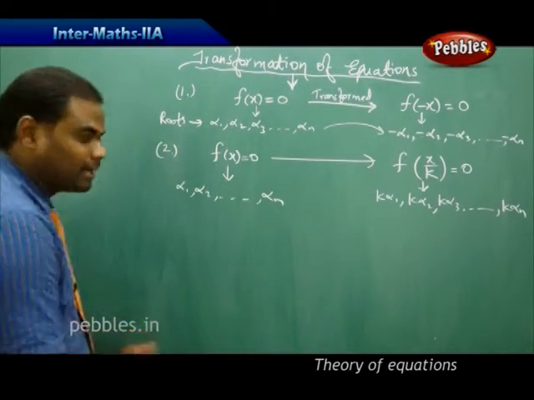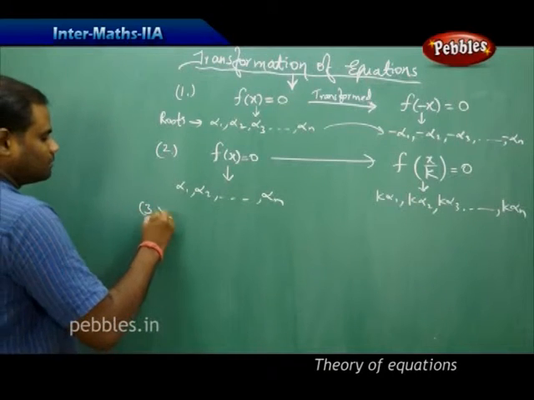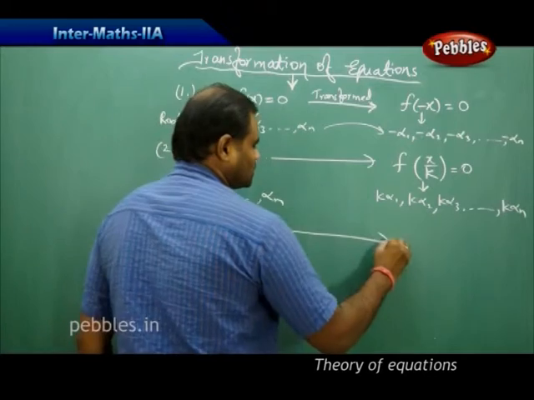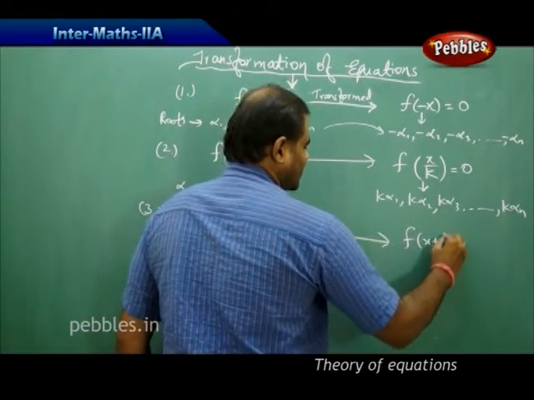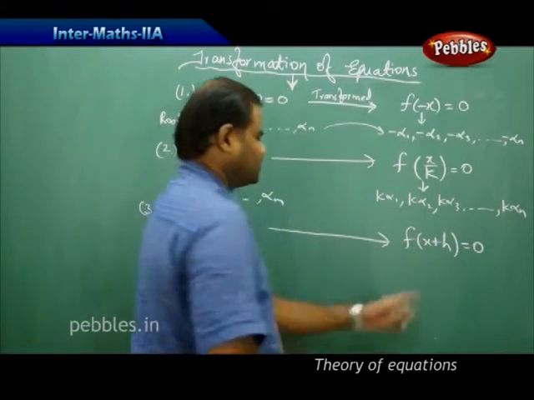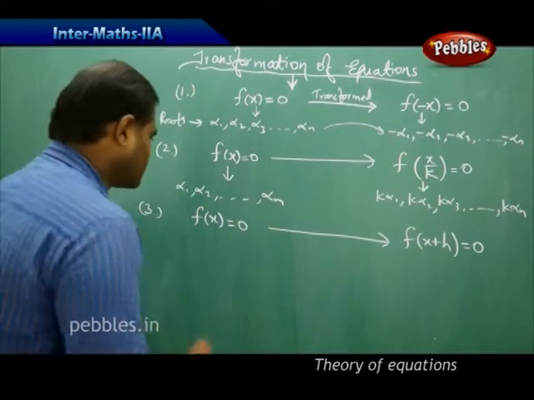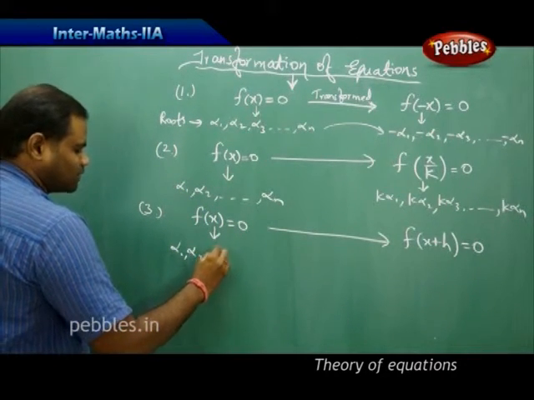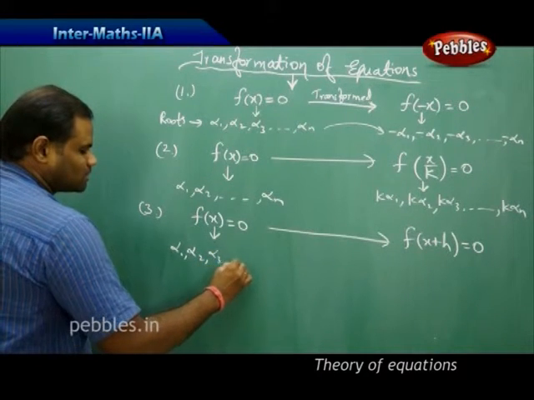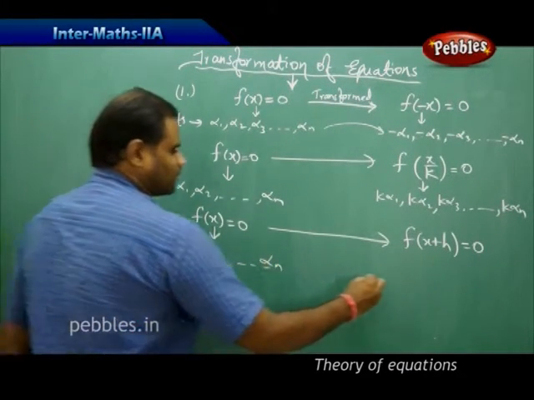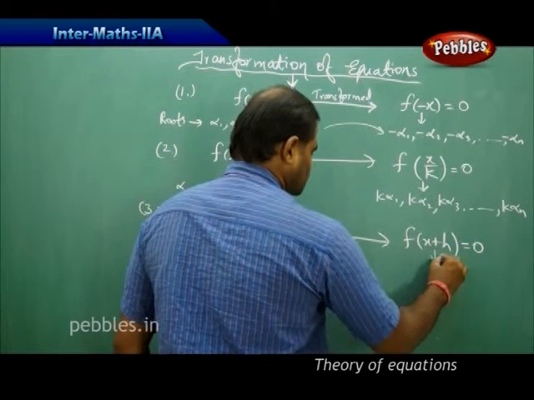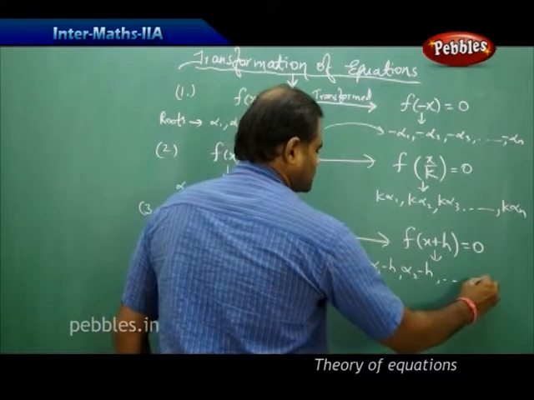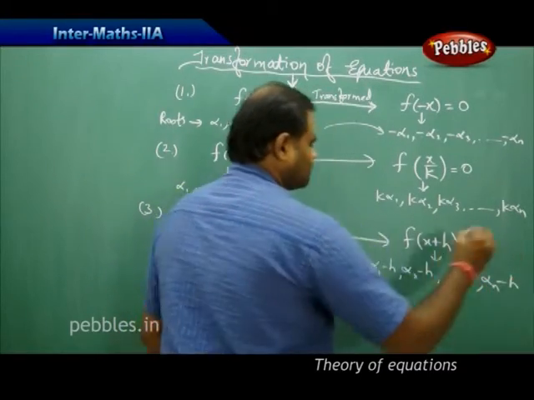Similarly, let's see the next property of the transformed equations. With the third type of transformation, say my polynomial equation is transformed to f of x plus h equal to 0, with a quantity h added, then the roots of the function f of x equal to 0 are transformed to alpha 1 minus h, alpha 2 minus h, till alpha n minus h.